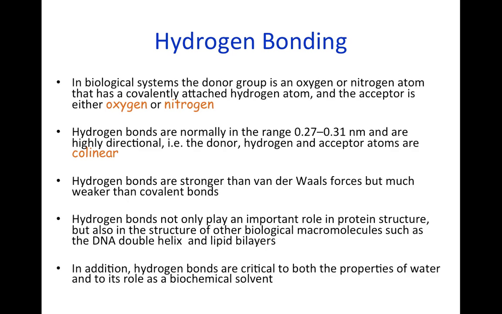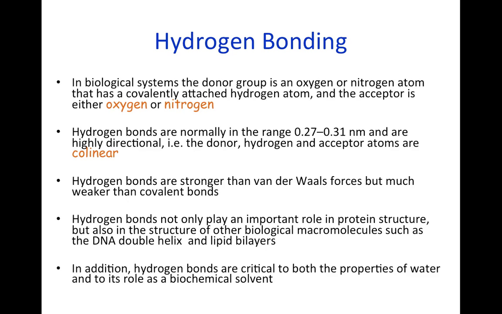Alright, so hydrogen bonding now. In biological systems, the donor group is an oxygen or nitrogen atom that has a covalently attached hydrogen atom, and the acceptor is either oxygen or nitrogen. Hydrogen bonds are normally in the range of 0.27 to 0.31 nanometers and are highly directional. That is, the donor, hydrogen, and acceptor atoms are collinear. Very important: hydrogen bonds are stronger than van der Waals forces, but much weaker than covalent bonds.